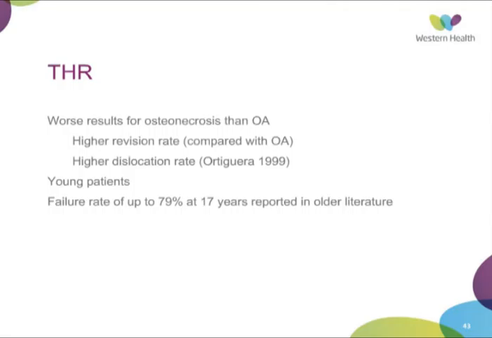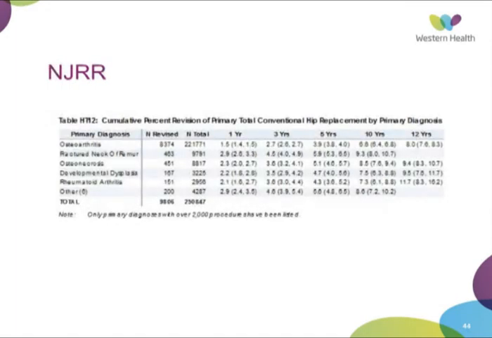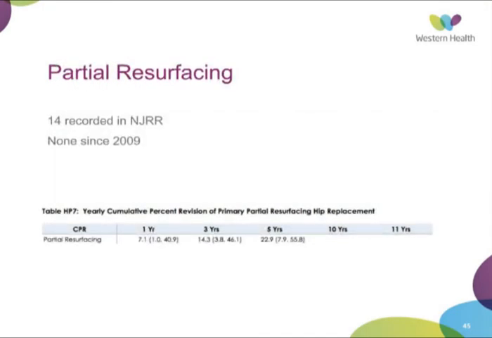Looking at the joint registry here, this is last year's joint registry, which is now out to 12 years. The revision rate of osteonecrosis is slightly higher than that of osteoarthritis, but it's certainly less than rheumatoid arthritis and just under hip dysplasia itself, so 9.4 at 12 years. Partial resurfacing, as I said, there's not many of these in the National Joint Registry, nothing in the last 5 years, and a revision rate at 5 years of 22.9%. So I think it's with good reason that that's been ceased.